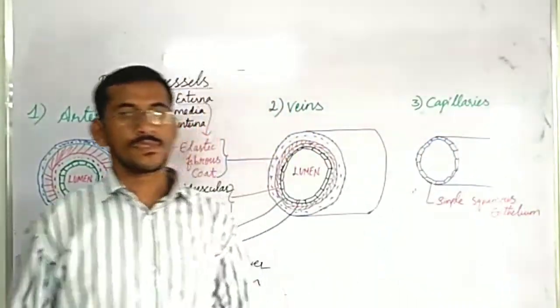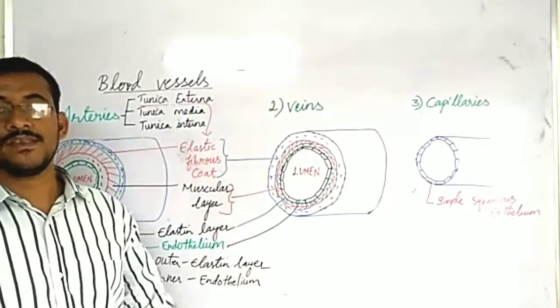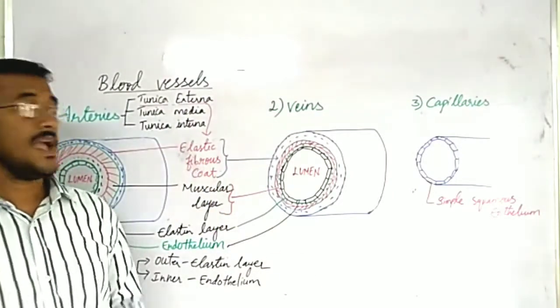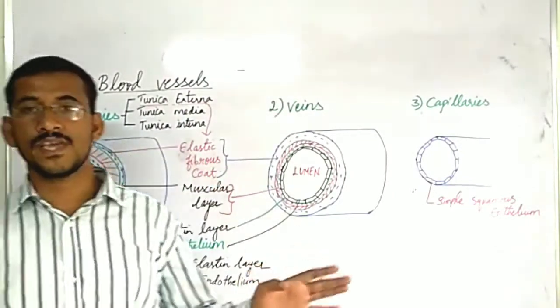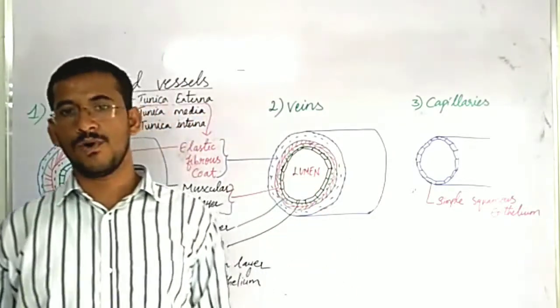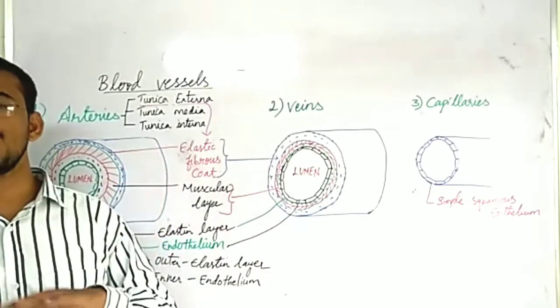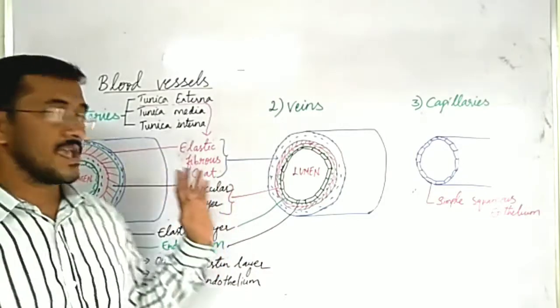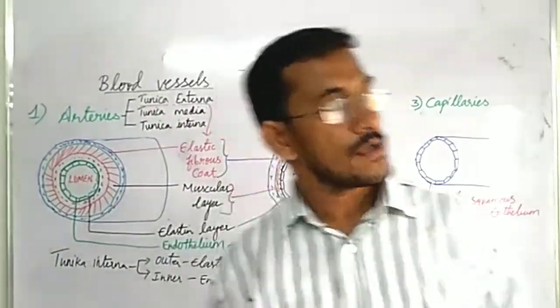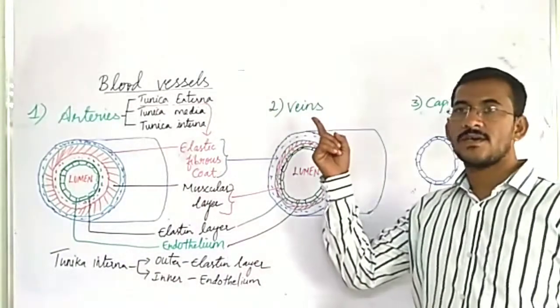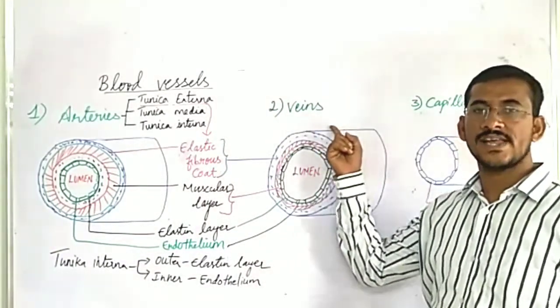That is the difference. Then the next difference is arteries become empty after the death of the body. After death, arteries become empty. There will be no blood in arteries, whereas veins contain blood after death.